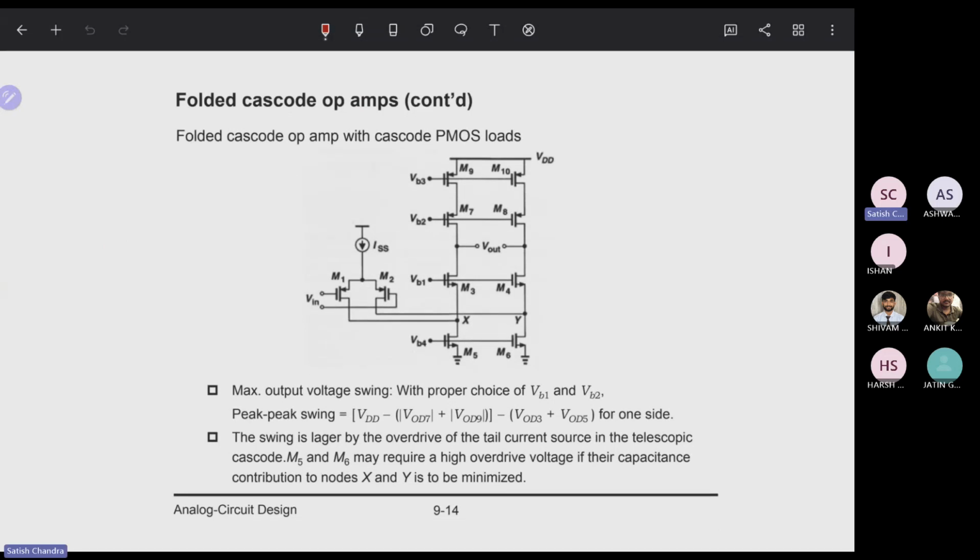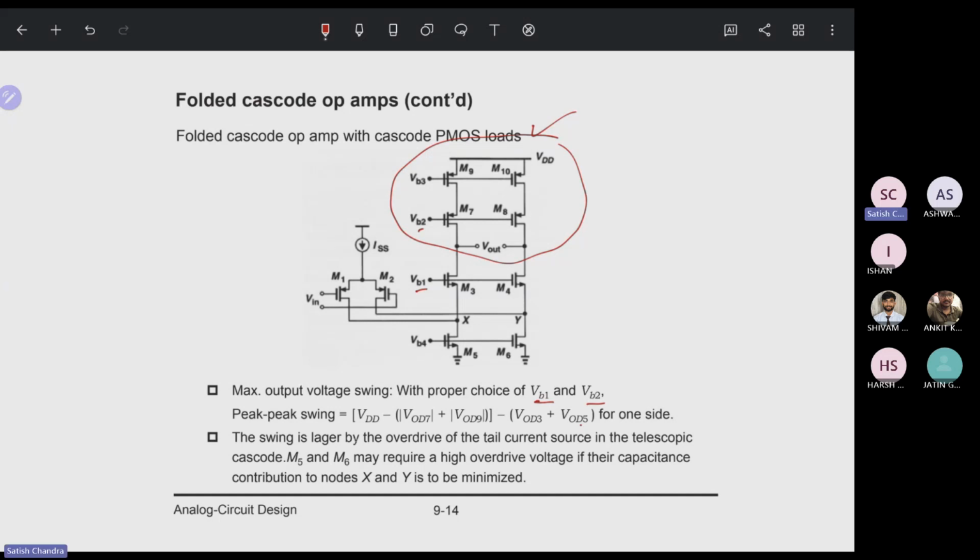Now see, a folded cascode op-amp with the cascode PMOS loads. Only the PMOS is there. So in that case, maximum output voltage swing is there with the proper choice of VB1 and VB2. The peak to peak swing will go into this one for one side.